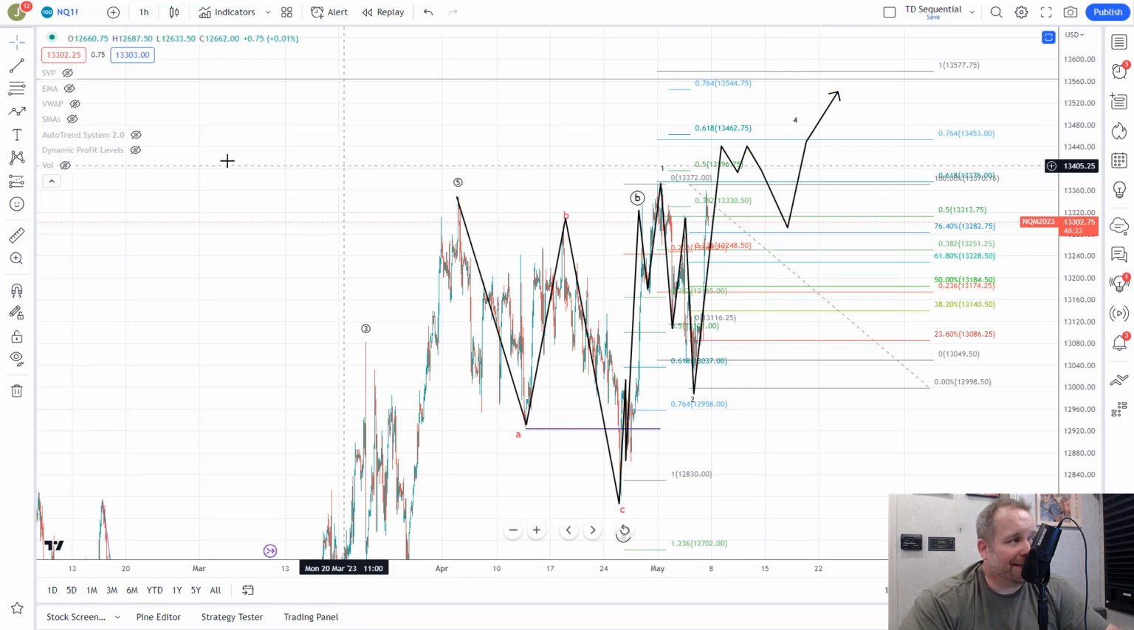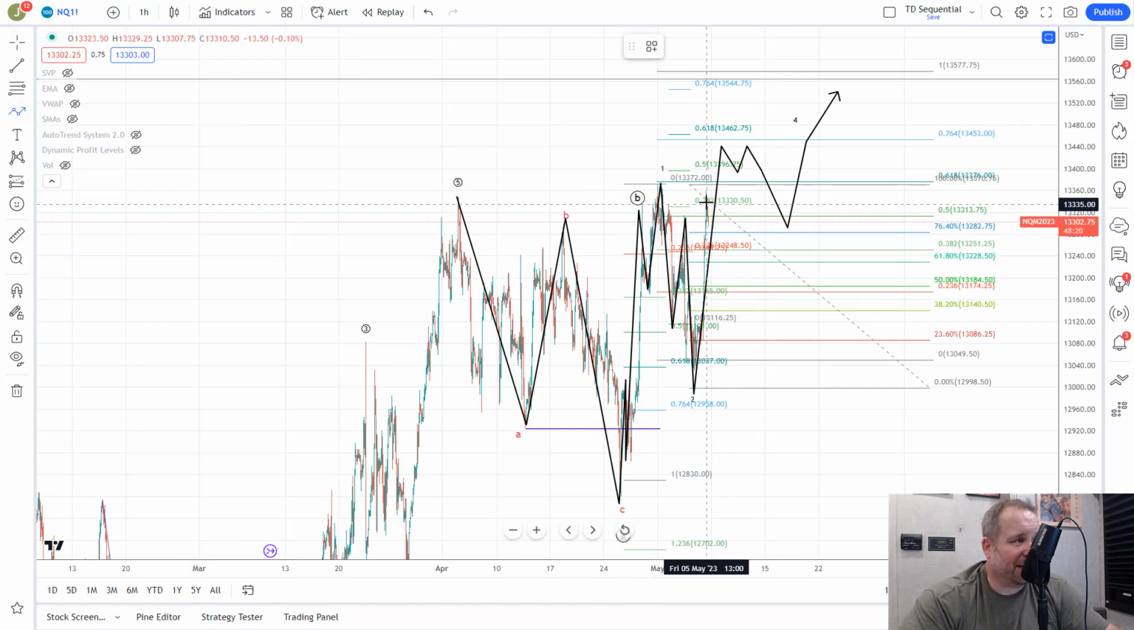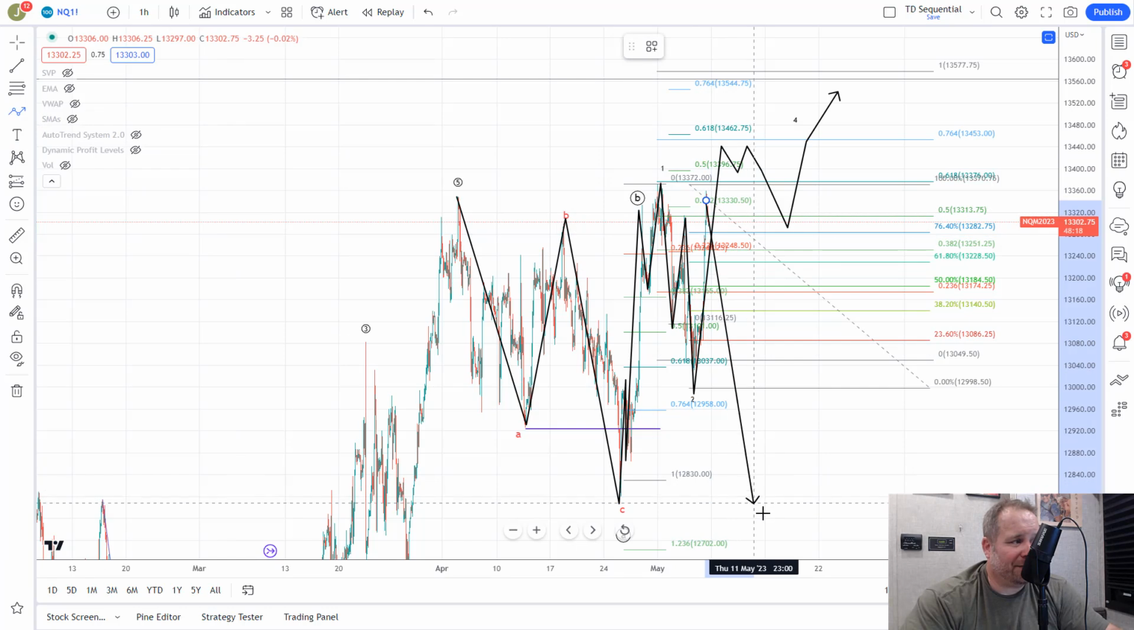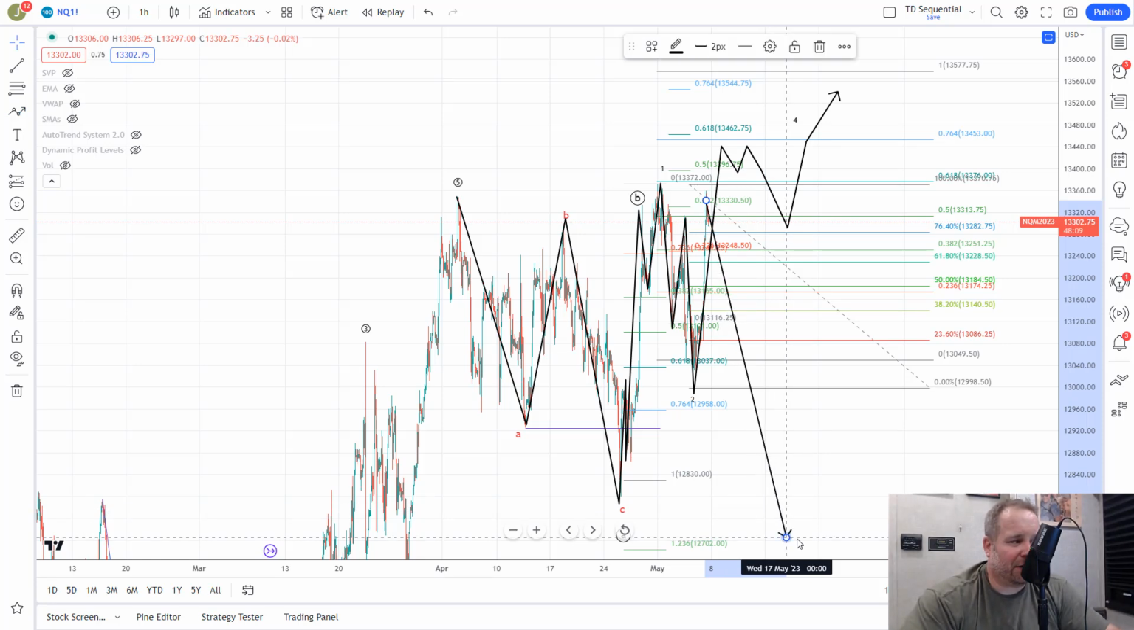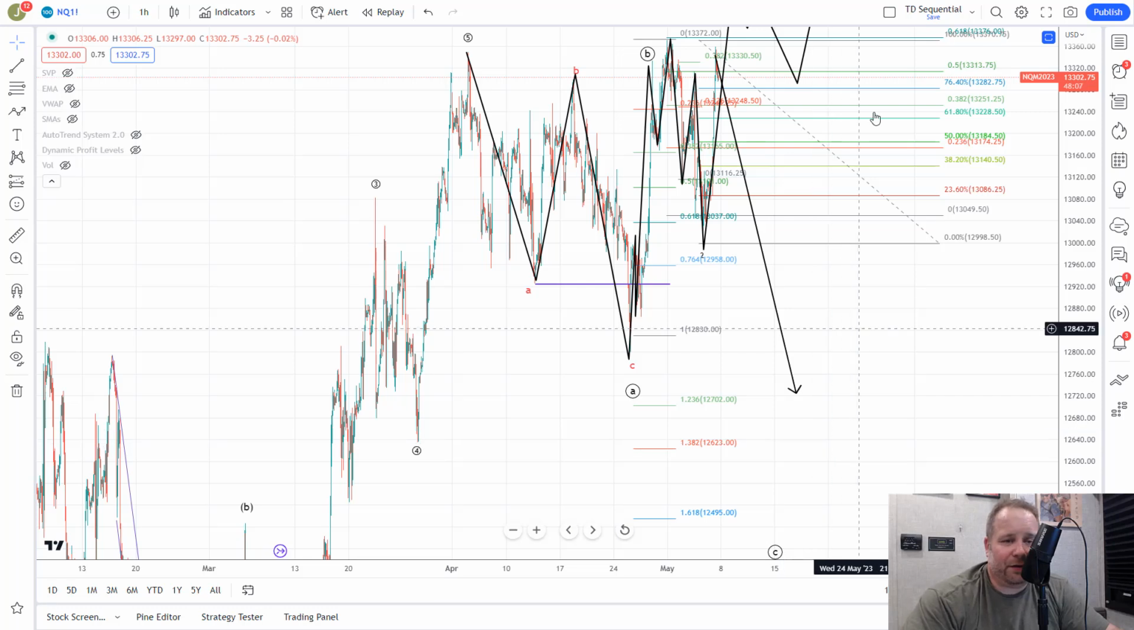Now, should the NASDAQ fail here and we start to see a downside move, we could see a deeper C wave down. It could either be a flat down to this 12,800 area, but if it breaks that support, we would look down to the 12,500 area as our next target for that C wave down, before then looking for wave 3 to start on the NASDAQ as well.